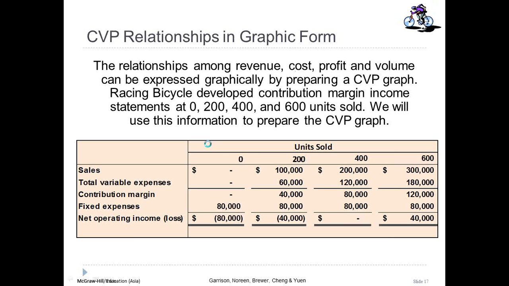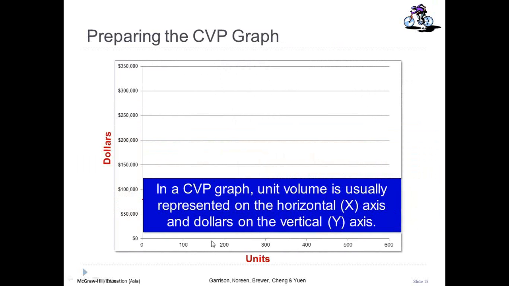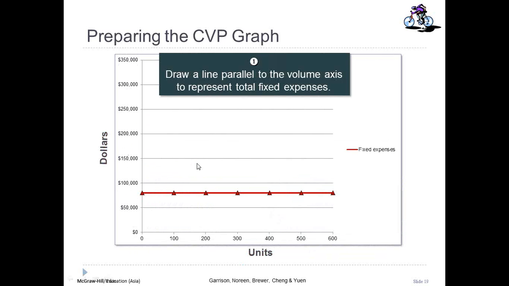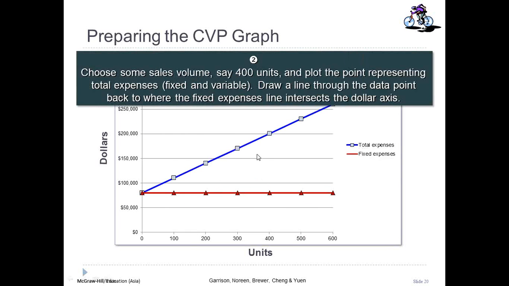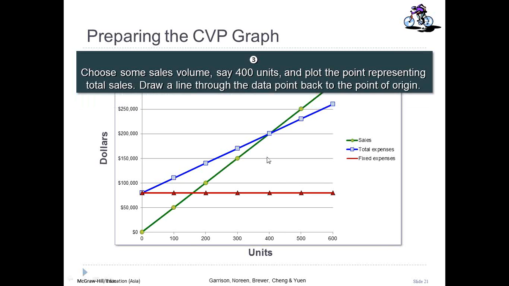Let's look at it in graph form. Usually the horizontal, or the x-axis, is the unit volume. You can see here, units. The vertical, or the y-axis, is going to be dollars. So here we go. Here is the number of units. Let's pick 400 units in this example. You can plot the point representing total expenses. So here is the fixed, here's the variable, so this and this are going to add. And that's what it's going to look like.